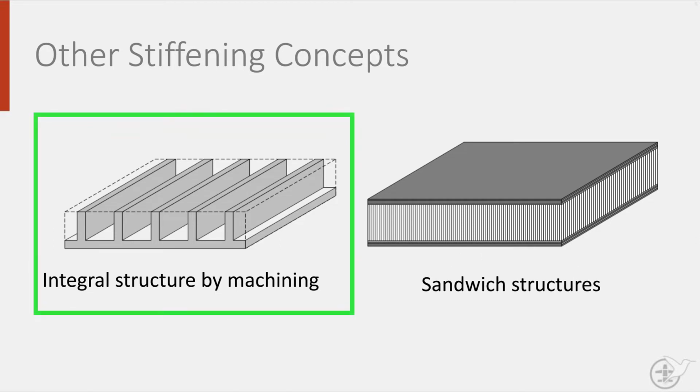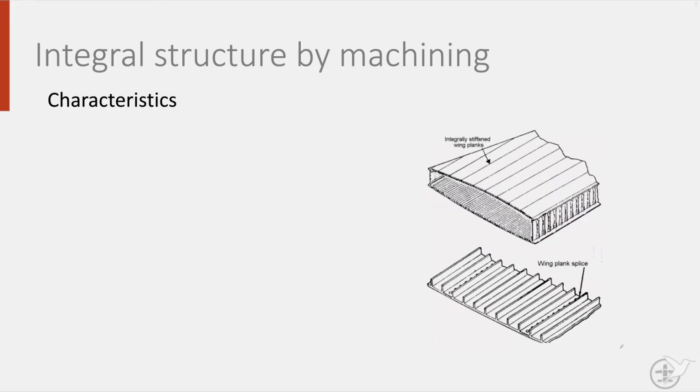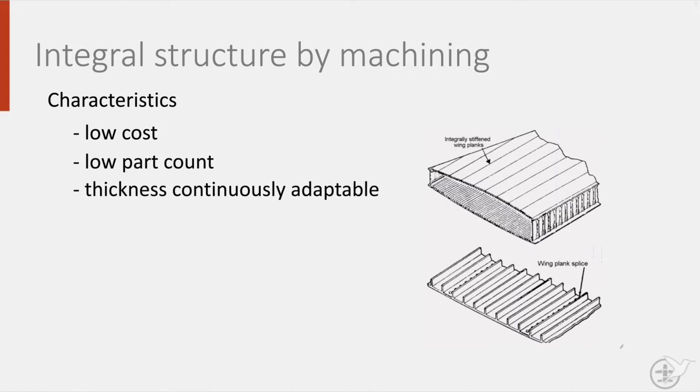An integral structure, as can be seen in the photo, is machined from a solid piece of metal and has as an advantage that it's low cost and that it reduces the number of parts in your aircraft. It is also easy to adapt the thickness as you machine the part, and even though there's a lot of scrap material, that is not really a problem as metal can be easily recycled.